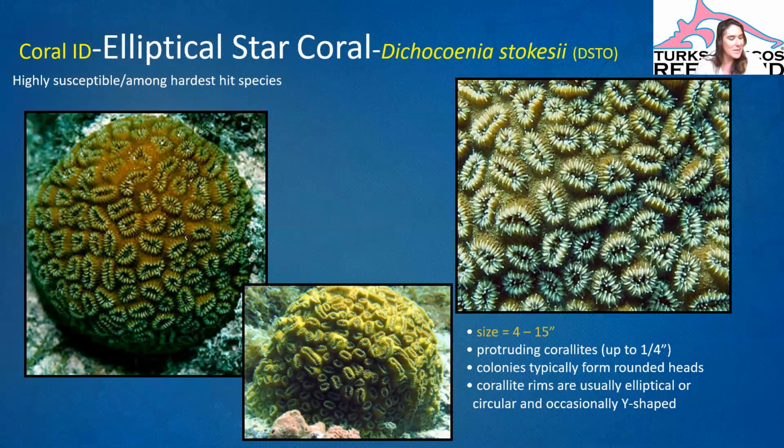Now they're quite distinctive because they have oval protruding corallites that can protrude up to 1/4 inch above the base. So they're quite sharp and jagged. And those corallites usually can form a lot of different shapes. So they can be elliptical or circular and even occasionally Y-shaped.